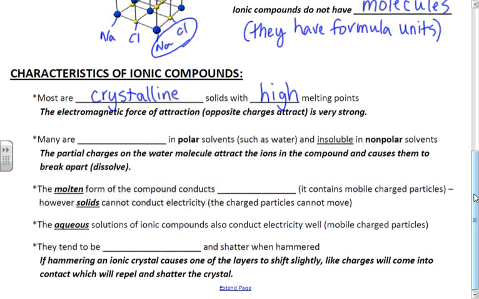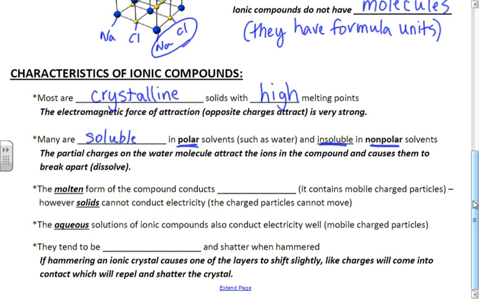Many of them are going to be soluble, which means they will dissolve in polar solvents. Polar things are those substances that have a positive and a negative side to them. So it would make sense that the positive and negative could help pull apart the other positives and negatives. Water is a polar solvent. But if you have a non-polar solvent, something with no charges, it's not going to be able to pull it apart. It will be insoluble.